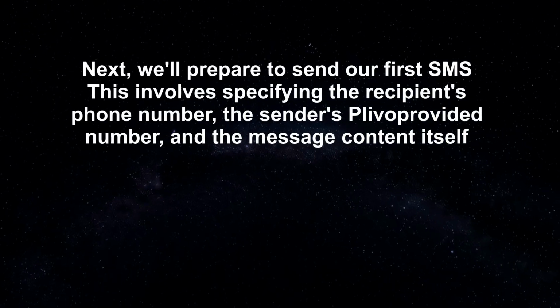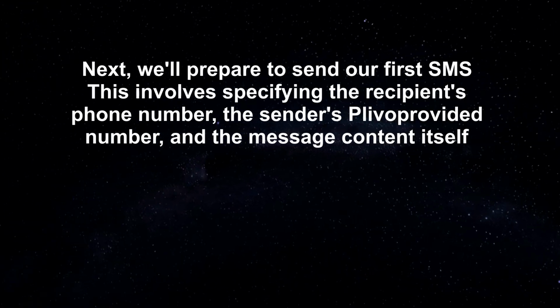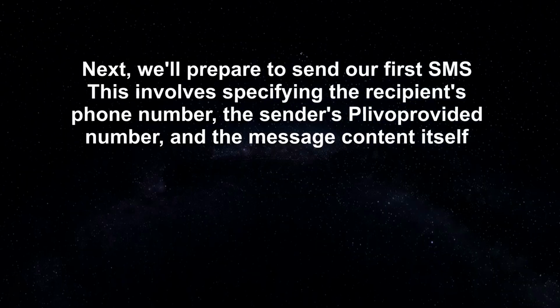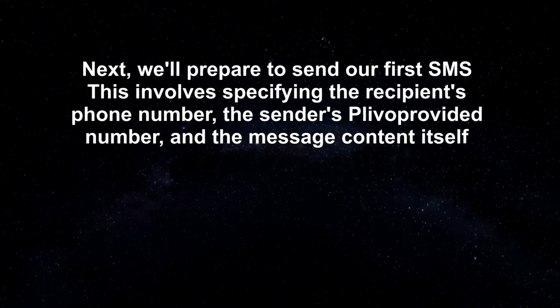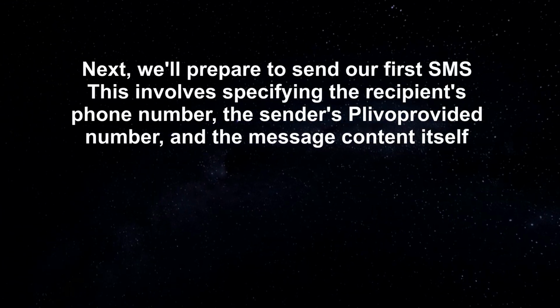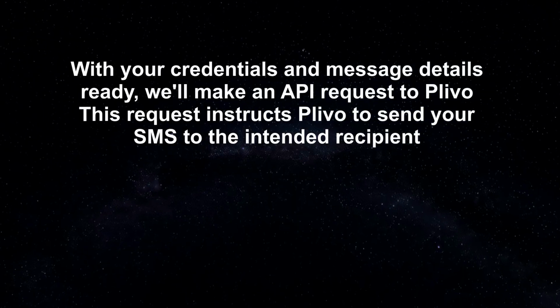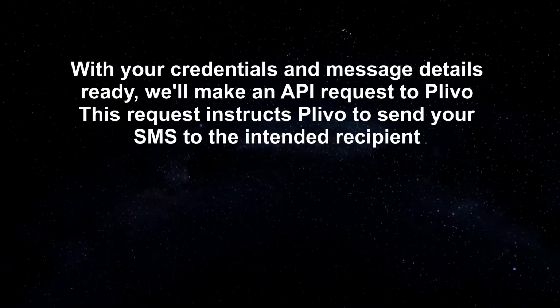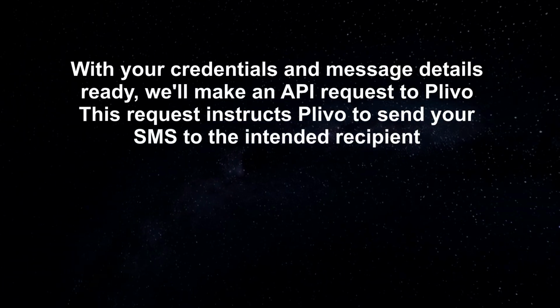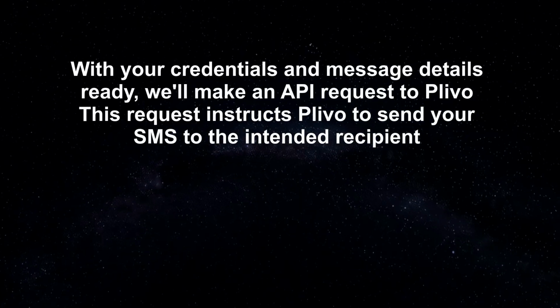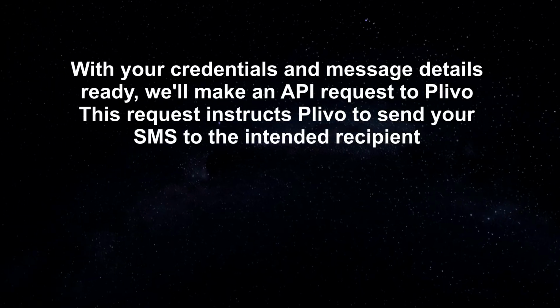Next, we'll prepare to send our first SMS. This involves specifying the recipient's phone number, the sender's Plivo-provided number, and the message content itself. With your credentials and message details ready, we'll make an API request to Plivo. This request instructs Plivo to send your SMS to the intended recipient.